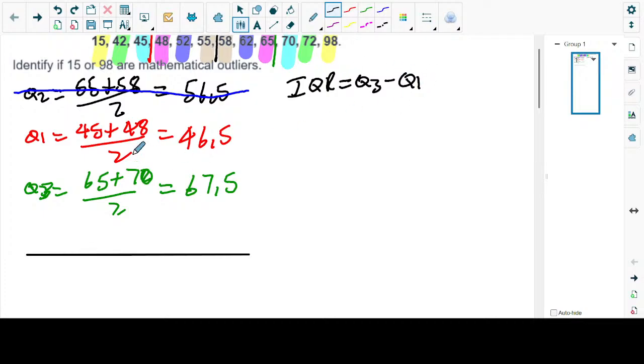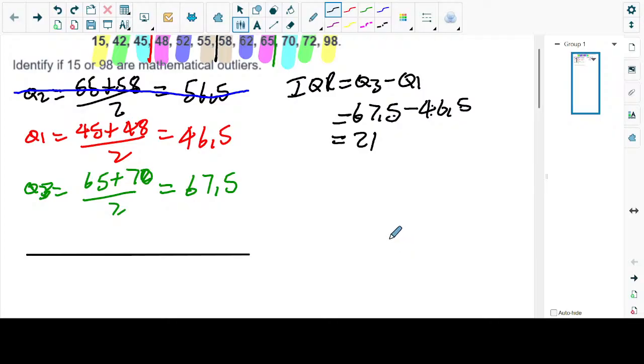Start with Q1. Okay, so then Q1 is 46.5. Q3 is 67.5. So I'm gonna do the right thing, substitute correctly. We have 67.5, which is Q3, minus 46.5, which is Q1. By which our answer is gonna be 21. 21, is it? I can check it now. 67.5 minus 46.5. Yeah, it's 21.